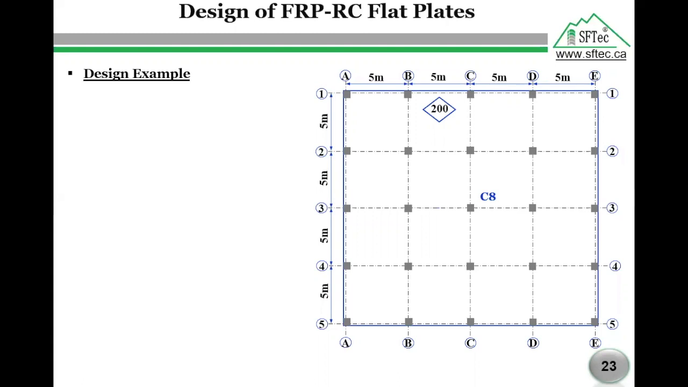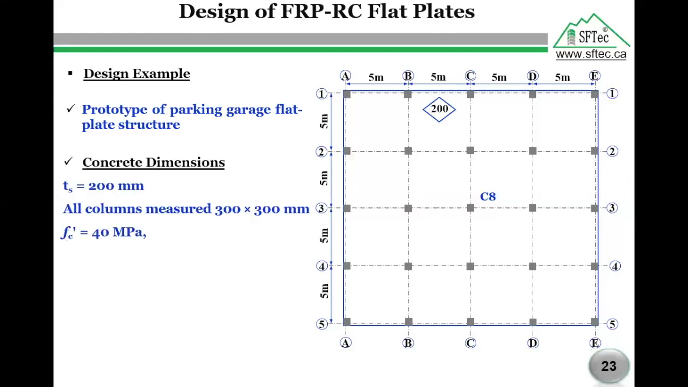In this slide, we have a design example for a prototype flat plate parking garage with 5 by 5 meter square panels. As we see here, we have equal 4 panels in each direction. The slab thickness is 200 millimeters. All columns measure 300 by 300. f'c equals 40 MPa.